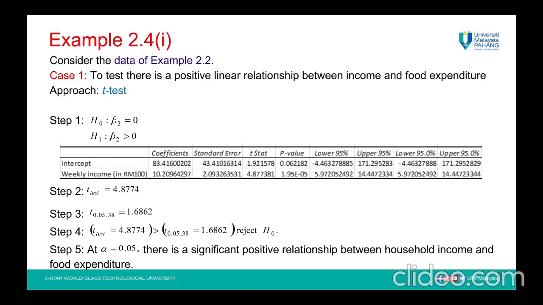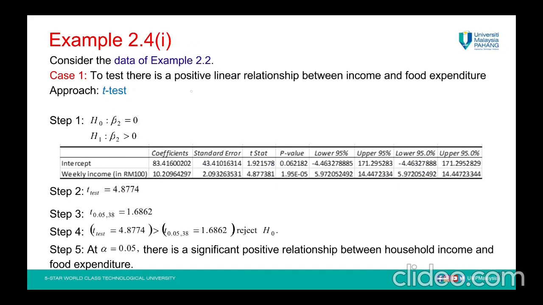Let's look at example 2.41. By considering the data of example 2.2, the first case that we want to discuss here is to test whether there is a positive linear relationship between income and food expenditure by using the t-test approach.